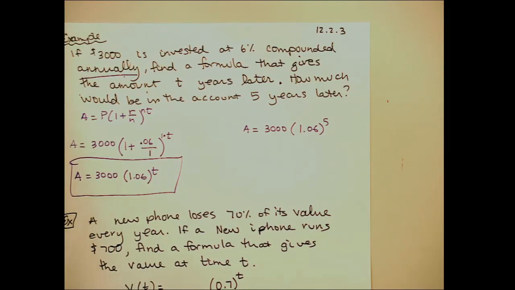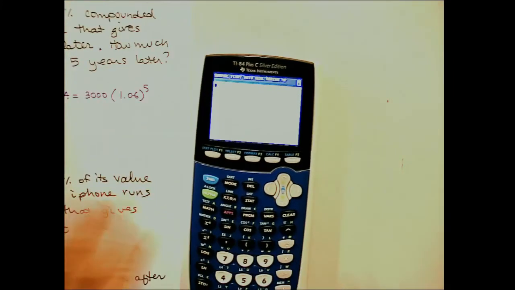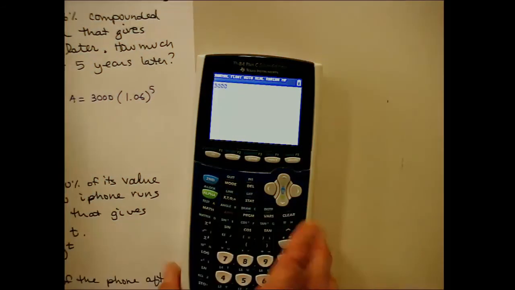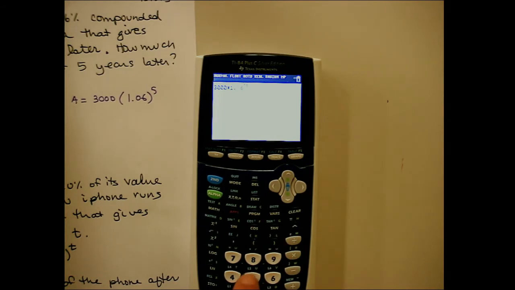Okay, so I'm going to go ahead and punch that in. I have a graphing calculator. I'll put it here on the screen. So if you don't have a graphing calculator, you're not supposed to. Don't worry about that. But if you do, this is what it looks like. So I can just do 3,000. Oh, you can't even see that. Let me try this. I have some adjustments here. So there's 3,000 and then times 1.06 to the 5th.